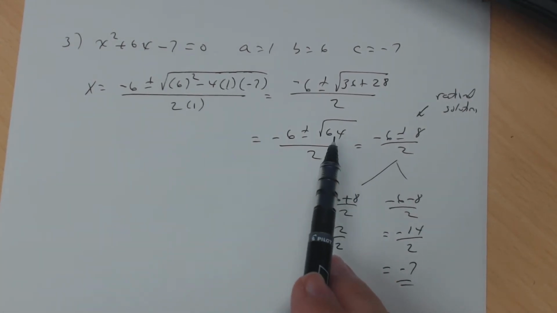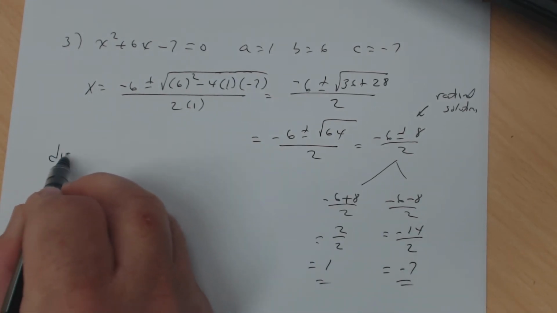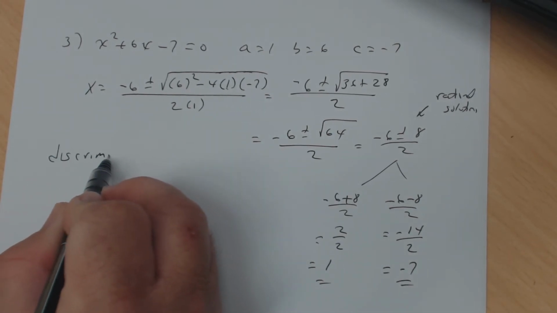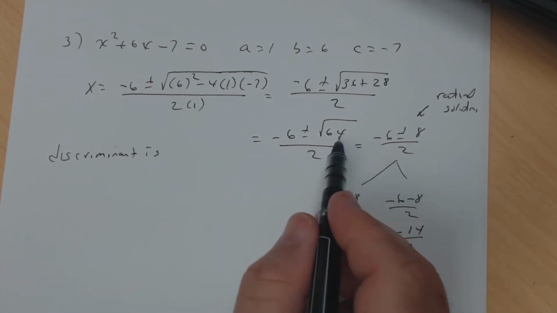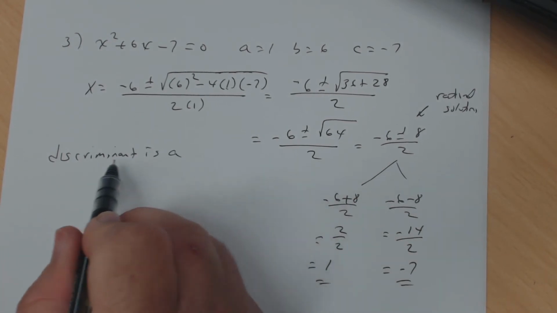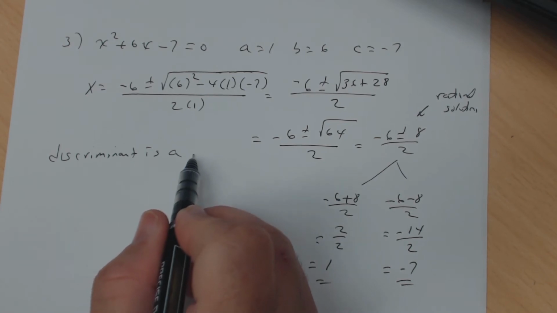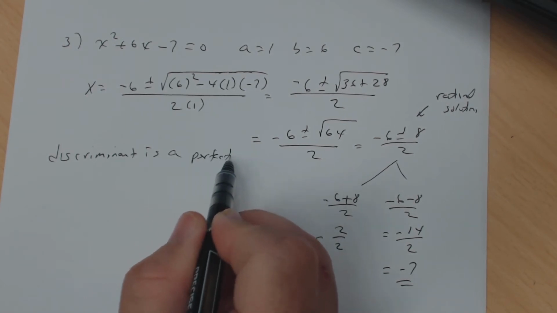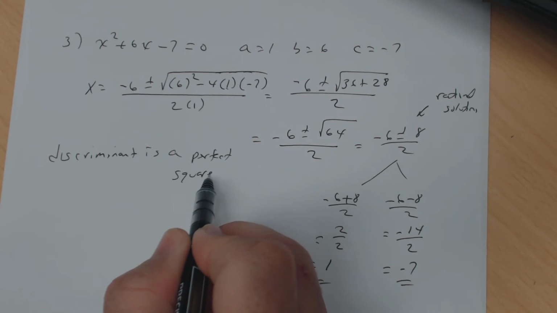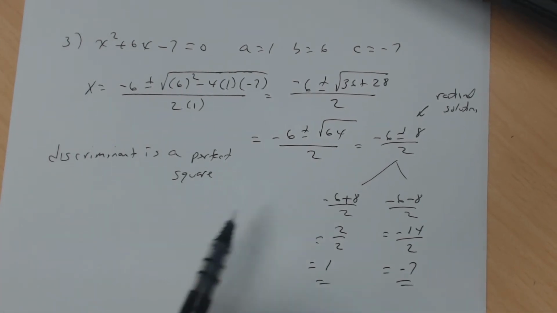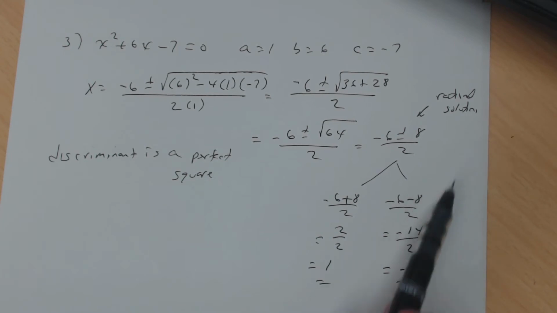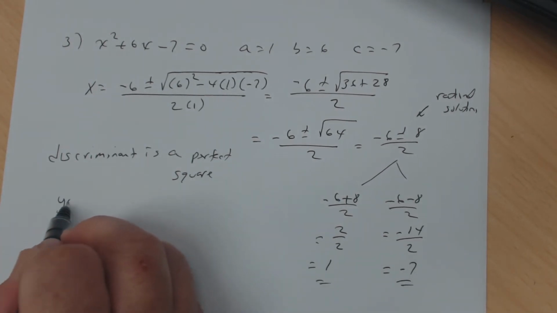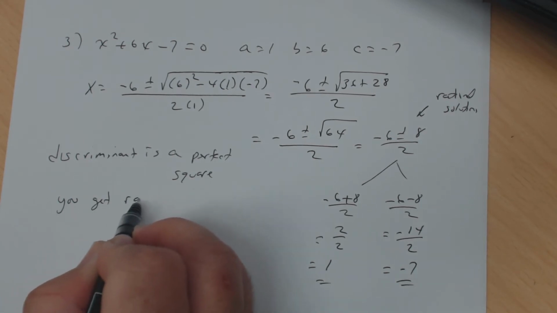So notice the discriminant here is 64, and that's a perfect square. So the discriminant is a perfect square. Notice what happens. You got 2 solutions, and they're both rational solutions. So you get 2 rational solutions.